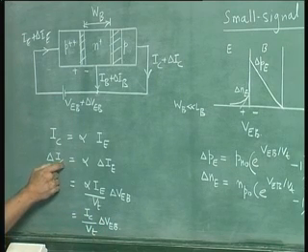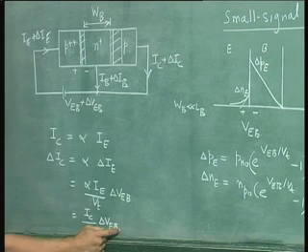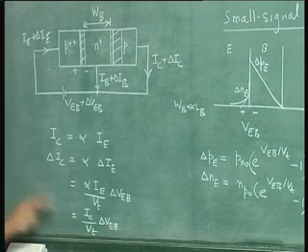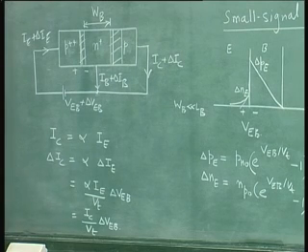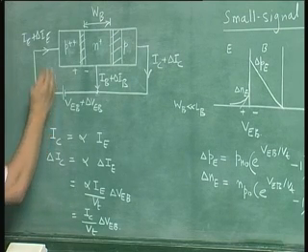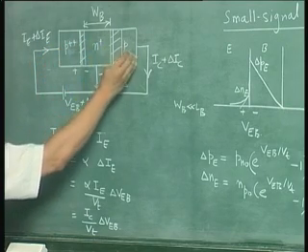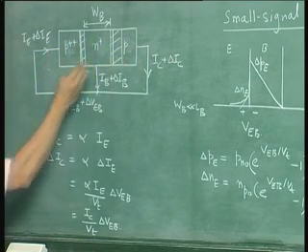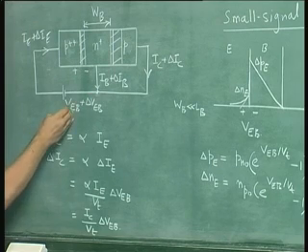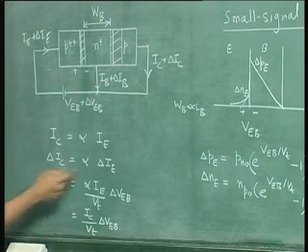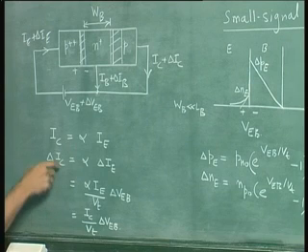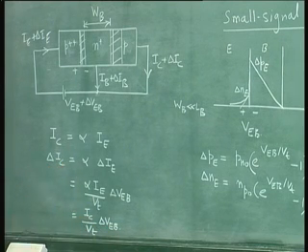So the increment in collector current is proportional to the increment in the emitter base voltage. Please note that this is a consequence of the exponential dependence of the emitter current on the emitter base voltage. And since most of the emitter current is transferred to the collector, the collector current also depends exponentially on emitter base voltage. And therefore, when you differentiate or when you take increments, you end up getting a linear relation between the increment in the collector current and the increment in the emitter base voltage.